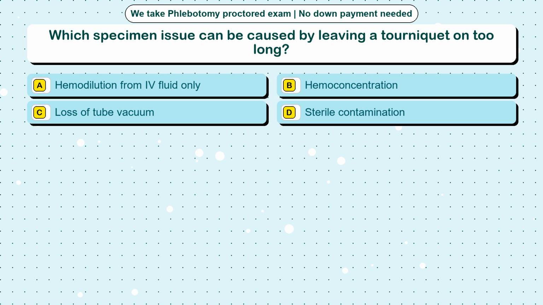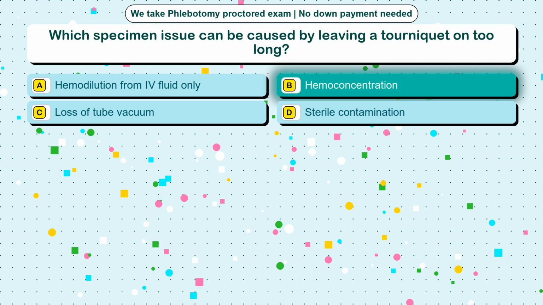Option A. Hemodilution from fluid only. Option B. Hemoconcentration. Option C. Loss of tube vacuum. Option D. Sterile contamination. The correct answer is option B.